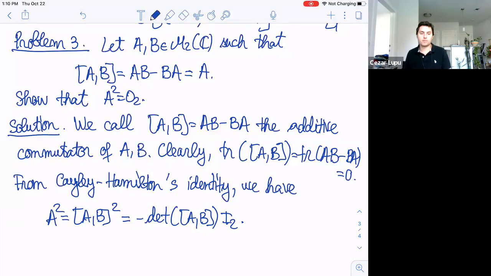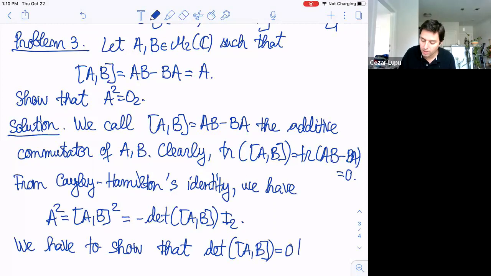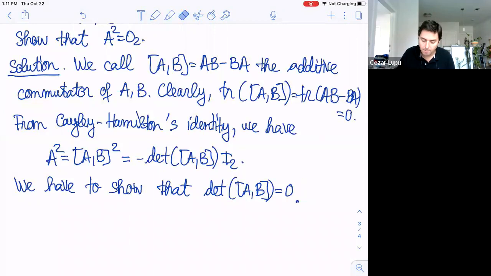So what else can we do? We have to show that the determinant of bracket AB is 0. If we show that, we're done, correct? Because from Cayley-Hamilton, it will follow that bracket AB squared is 0. So what should we do here?